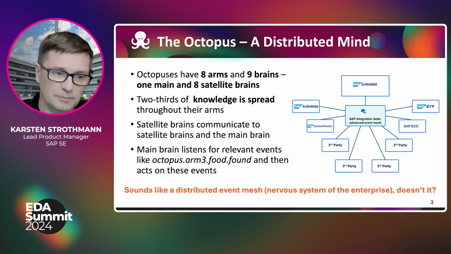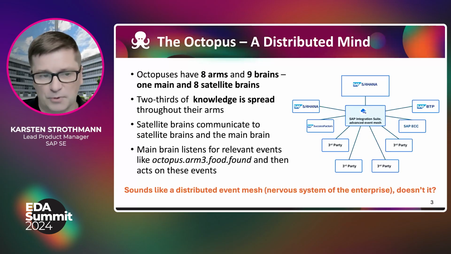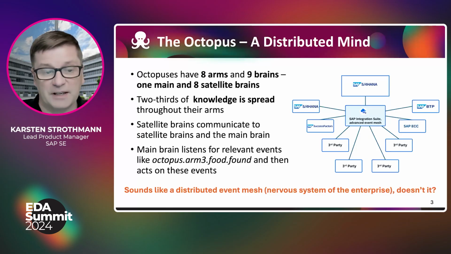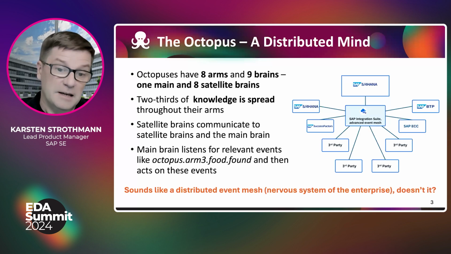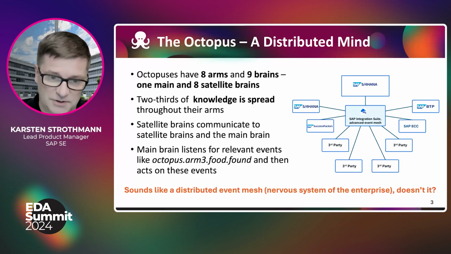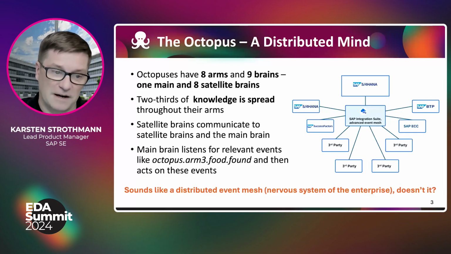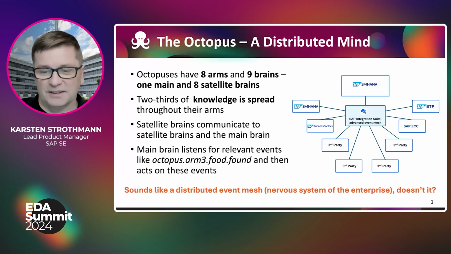So if the octopus is moving, that's typically the job of the satellite brains. The main brain tells the satellite brains that they're supposed to move, and then the satellite brains take over the job. If the octopus is looking for food, it's basically the arms doing the job. And if the arms find food, then they raise something similar to an event. We could name it octopus arm 3 food found. And then the main brain reacts on those events.